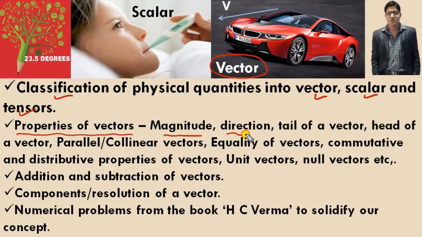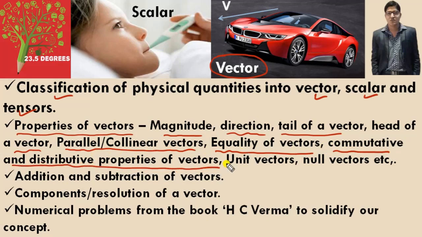of a vector, direction of a vector, what is tail and head of a vector, what are parallel or collinear vectors, what is equality of vector, that is when two or more vectors are said to be equal. We will talk about commutative and distributive properties of vectors. We will learn unit vectors, null vectors, etc.